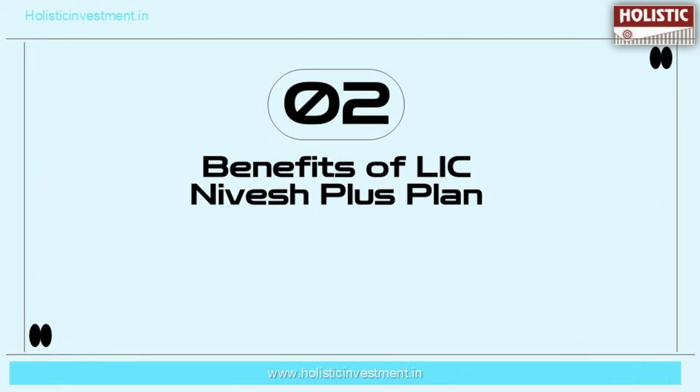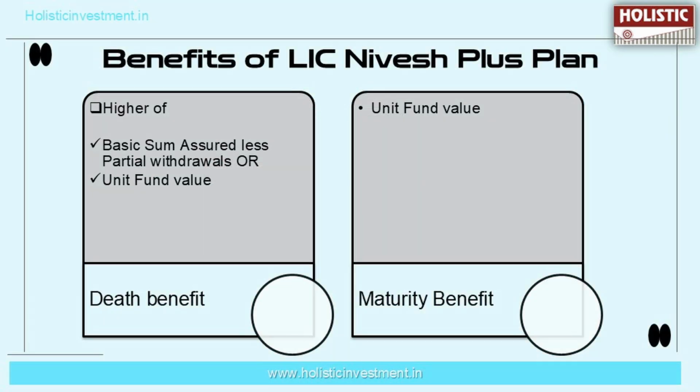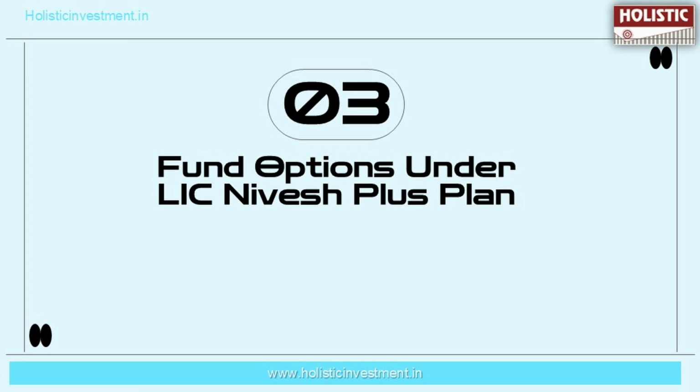Next, we shall look at the benefits of LIC Nivesh Plus. First, death benefit. On death of the life assured, death benefit will be higher of the following: basic sum assured, less partial withdrawals or unit fund value. Next, maturity benefit. If the policyholder survives till the date of maturity, an amount equal to unit fund value shall be payable.